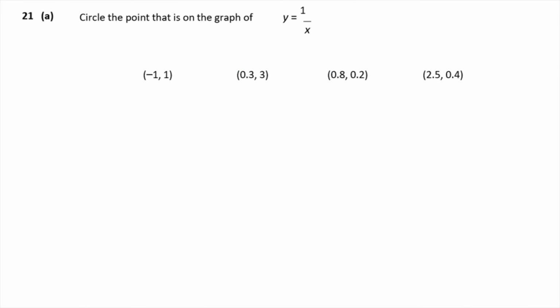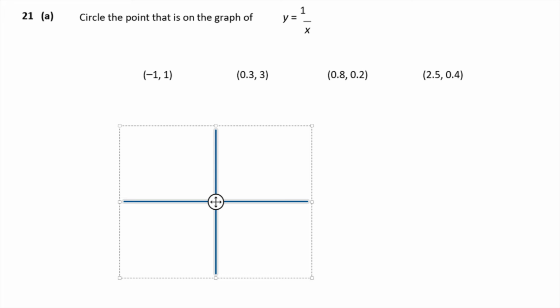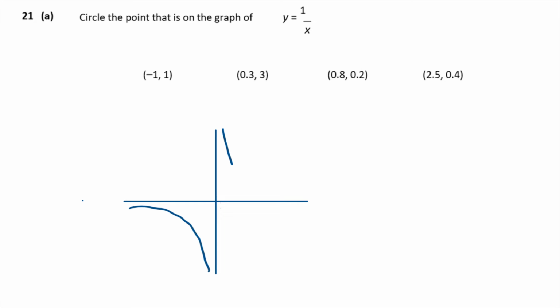Question 21a, circle the point that is on the graph of y equals 1 over x. Now, y equals 1 over x is what we call the reciprocal curve. If you were to draw it, not that you need to draw it here, it would look like this. Two parts of the curve which are getting closer and closer to the x-axis and the y-axis, but never touching them. And the thing about it is that your y-coordinate is the reciprocal of the x-coordinate.